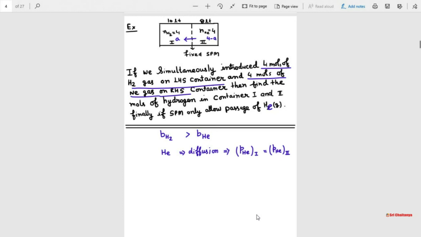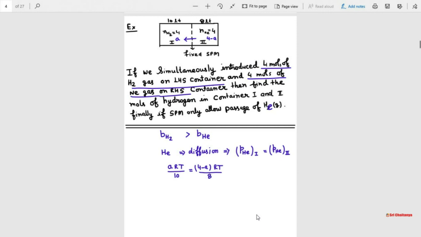I am talking about the final condition when A moles of gas is here and 4 minus A moles of gas is here, so that the partial pressure of helium gas on the right hand side is equal to the partial pressure of helium gas on the left hand side. So from here I can write that the partial pressure of helium gas in container A is equal to the number of moles of helium gas times R times temperature divided by the volume of the container. The volume of the container is 10 liter. On the right hand side I can write 4 minus A times RT divided by the volume of the container, that is equal to 8 liter.